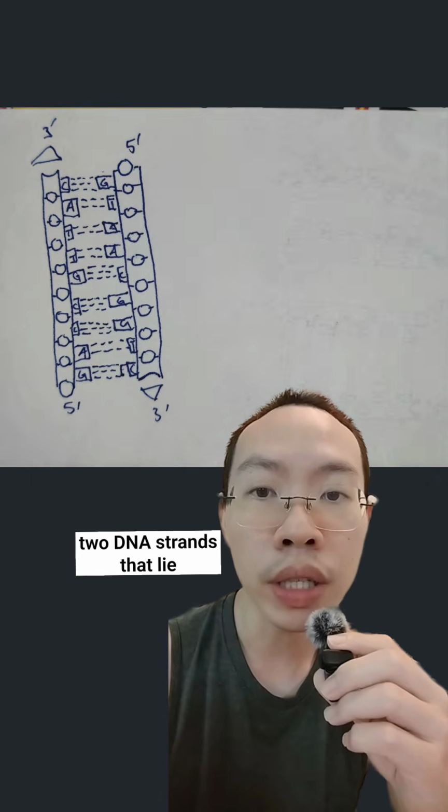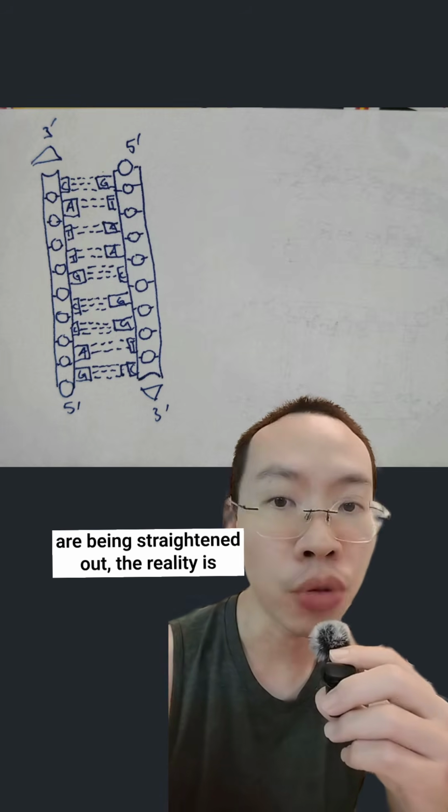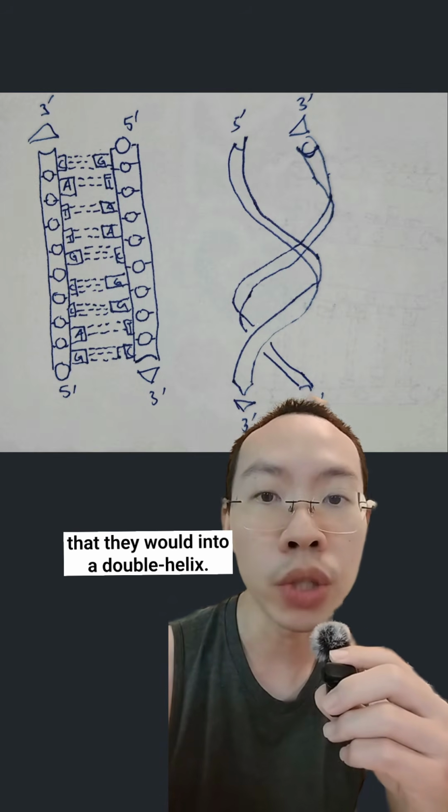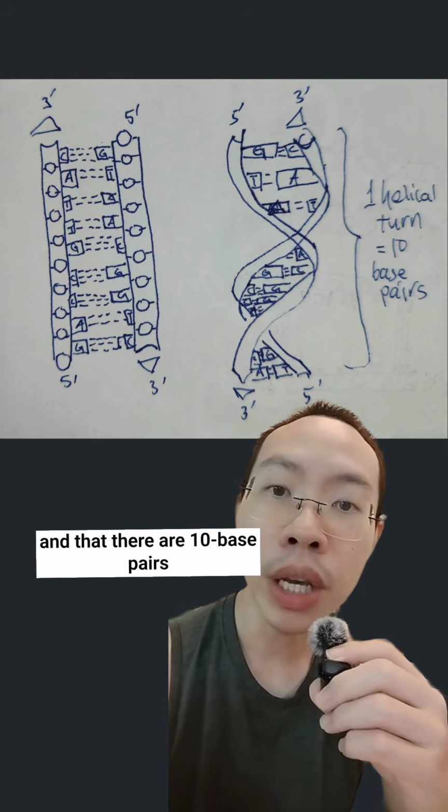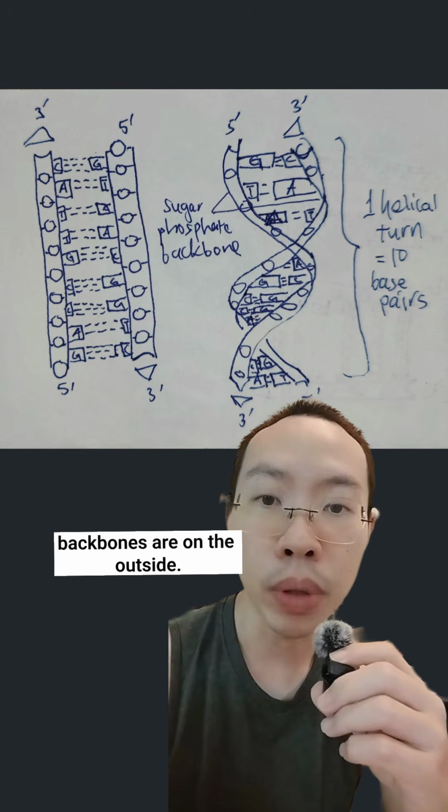While the two DNA strands that lie anti-parallel are shown here straightened out, the reality is that they are wound into a double helix. All the bases are on the inside of the double helix, and there are 10 base pairs per helical turn. The sugar phosphate backbones are on the outside.